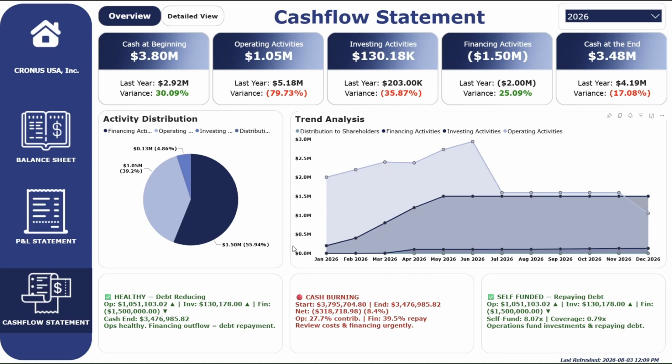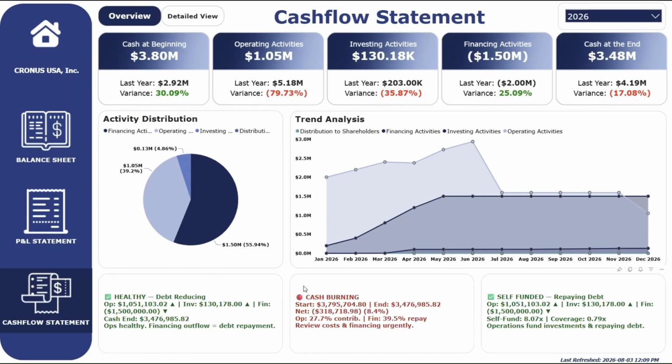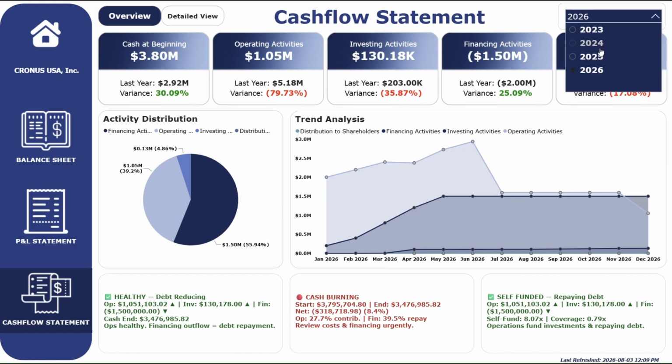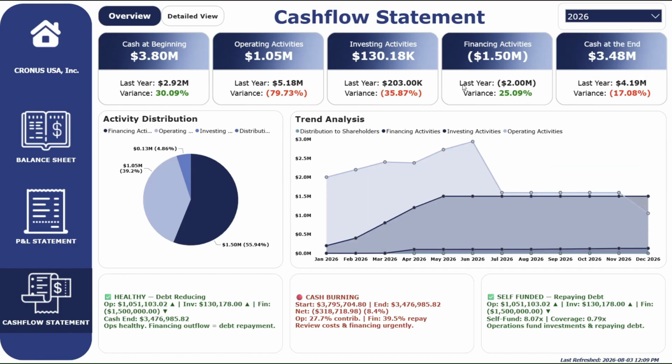The report also includes cash flow activity distribution and monthly trend analysis. These visualizations help management identify cash flow patterns and evaluate long-term financial sustainability. At the bottom of the report, intelligent insight cards summarize cash generated from operations, investment activities, financing activities, net cash movement, liquidity position, and overall financial sustainability. These insights provide executives with a quick understanding of the organization's cash performance.